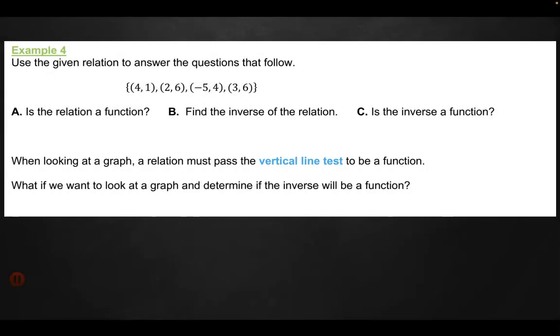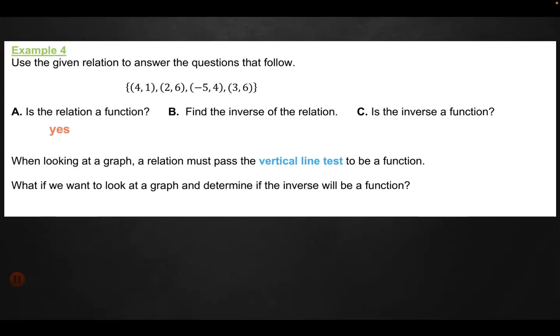Okay, here in example 4, we want you to think about this relation. Now, we want to think and kind of remember back to when you first learned about functions. Remember that a relation's a function if and only if each input has exactly one output. So let's just look at this relation. Is it a function? Yes or no? Every input, 4, 2, -5, and 3, they each have one output. So this relation is a function.